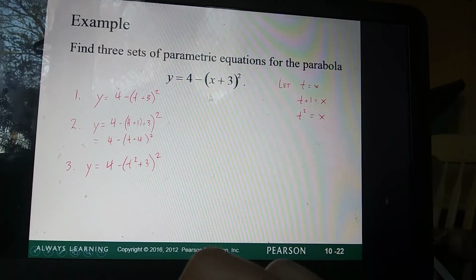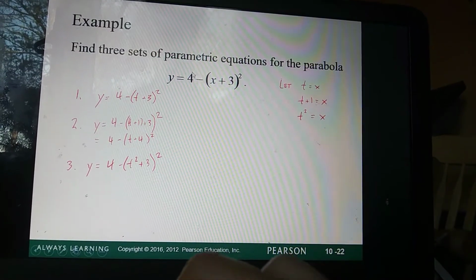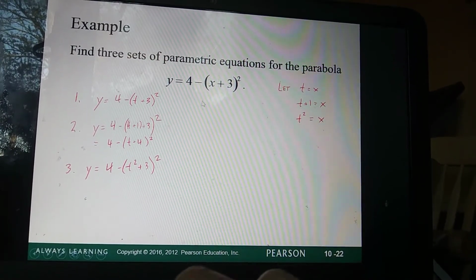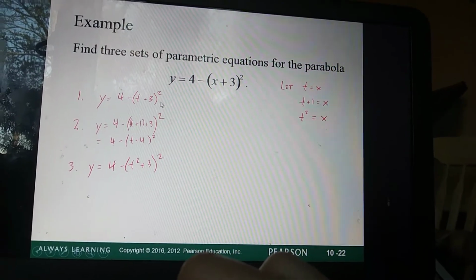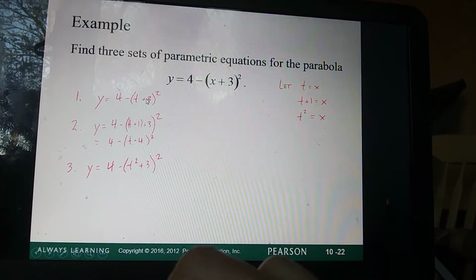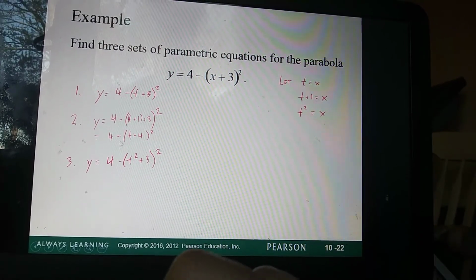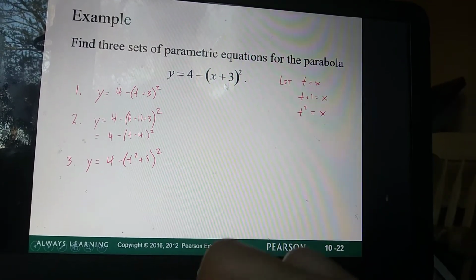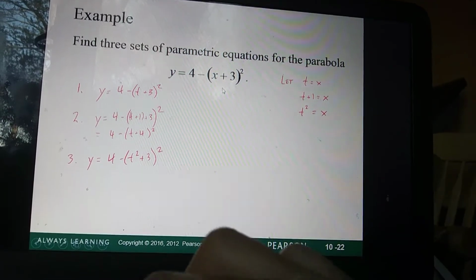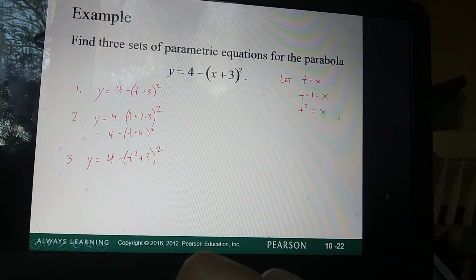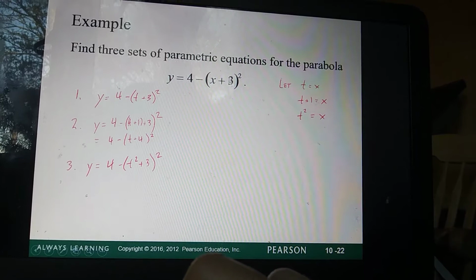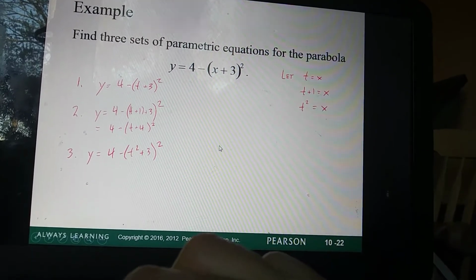So if we get to pick our values of t, let t equal x. If t equals x, we just plug it in, and it's literally the same thing just with a t in it. We could say t equals t plus 1. If we plug that in, we get this. So you're just literally plugging it in for x, and we get that. And if x equals t squared, we plug t squared in for x, and you're done.